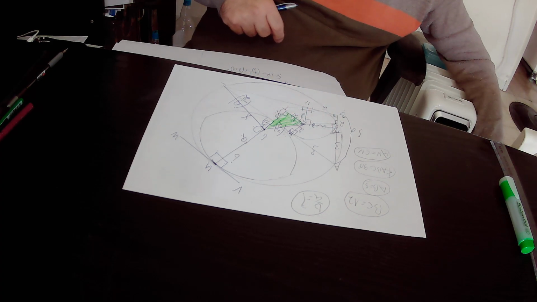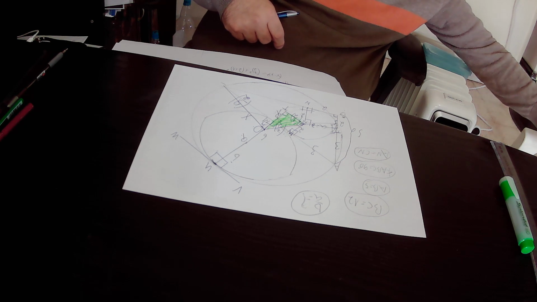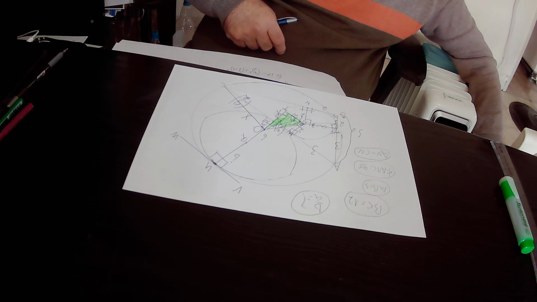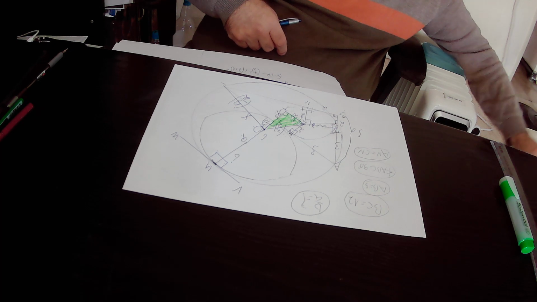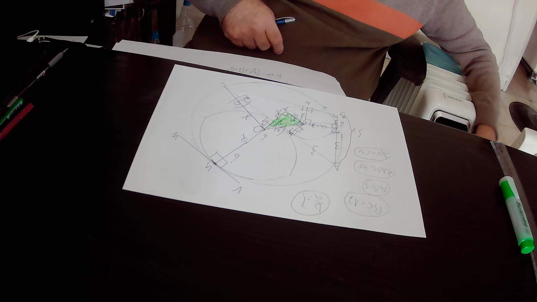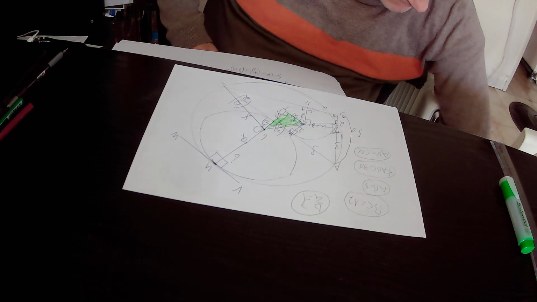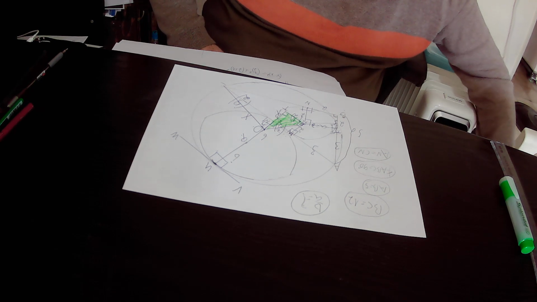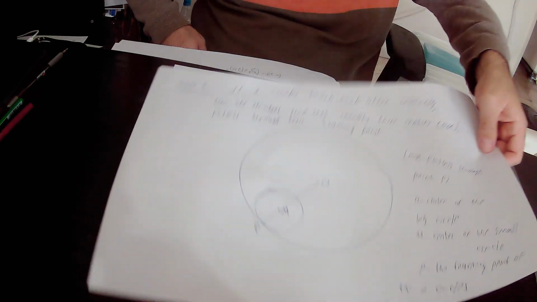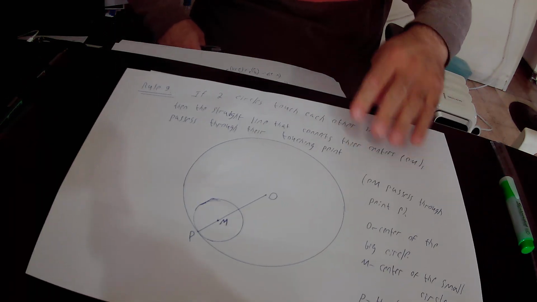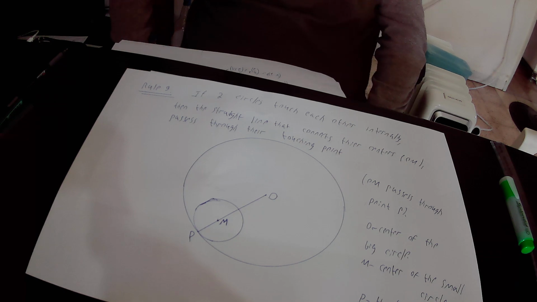And we have rule number 9. According to rule number 9, if two circles touch each other internally, then the straight line that connects their centers together passes through the touching point.